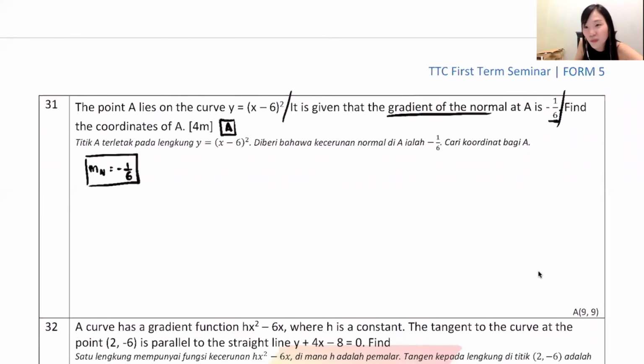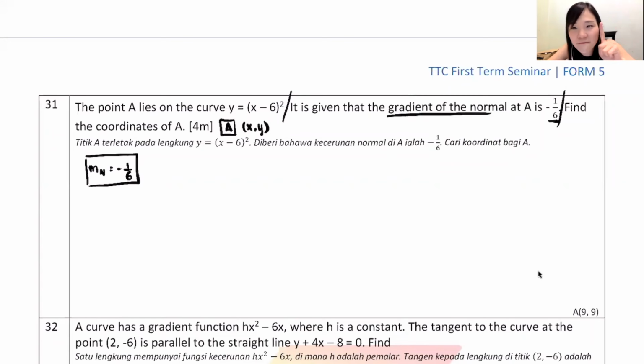Whenever they want to find a coordinate, that means your answer should be an x, y. So you know later on you must have x and y. Throughout all the questions we did so far, they always give you the x and y, but this time they don't give you the x and y. Then how to do it? Actually, we can still do it. So how to do it, guys?